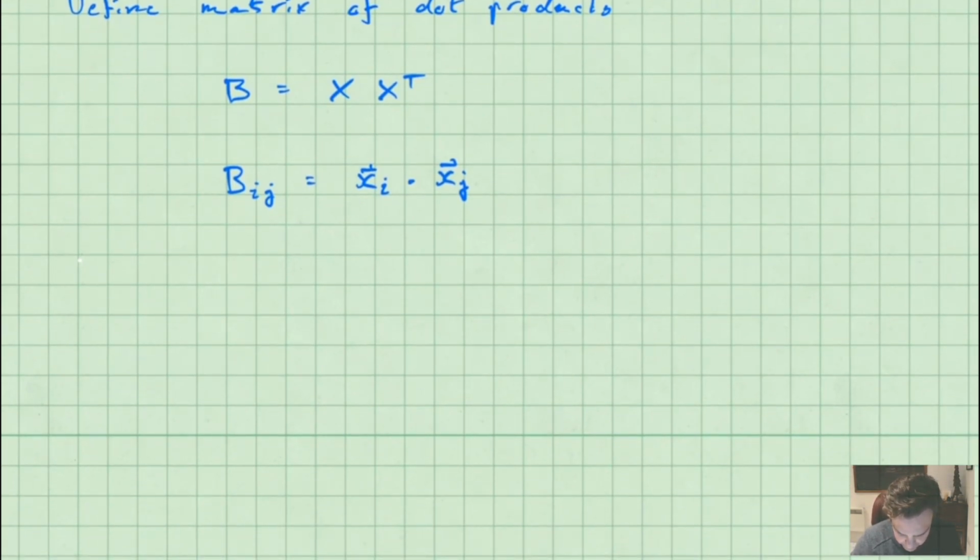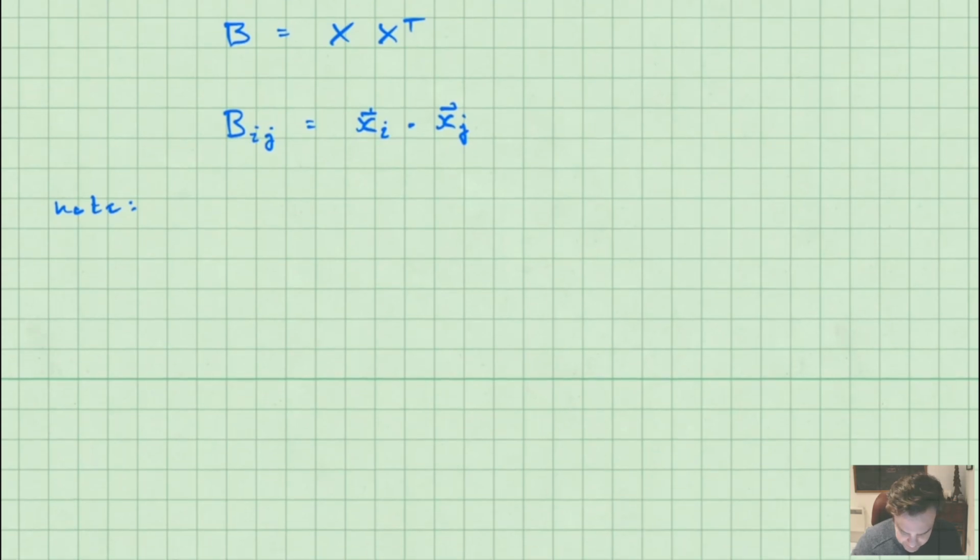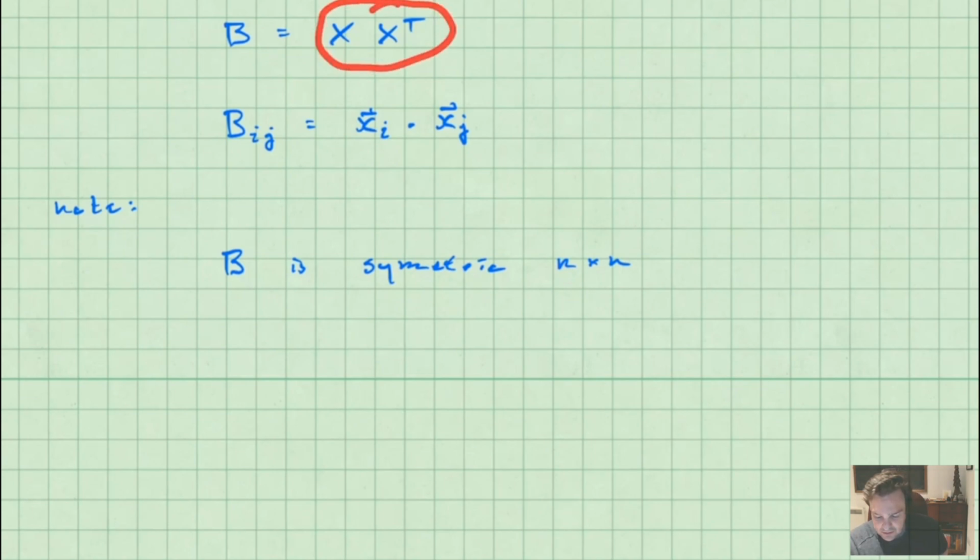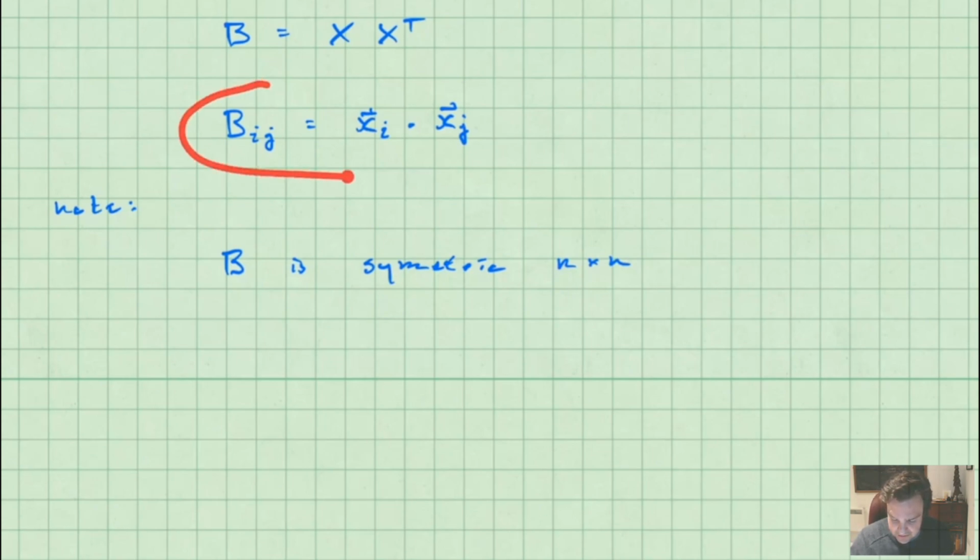Okay, so a couple things to note here. Notice B is a symmetric matrix, so that's powerful. What that means is also it's n by n. That's one difference from the covariance matrix right away, which has to do with the fact that these things are in the opposite order. So this is n by n rather than p by p, but it is symmetric. If you take its transpose, you get itself. And you can see right here, Bij is the same as Bji because dot products are symmetric.